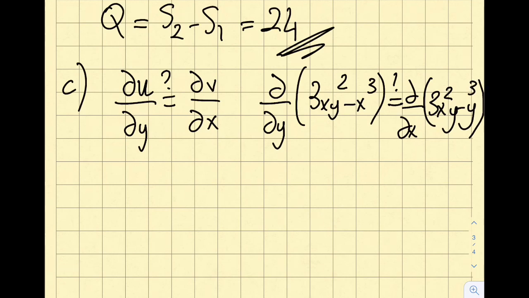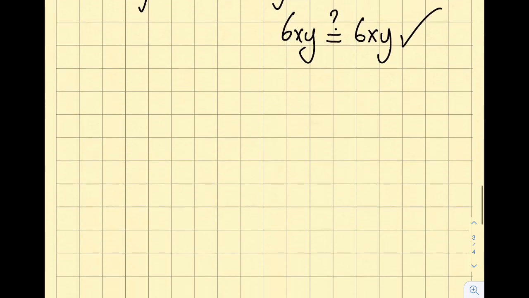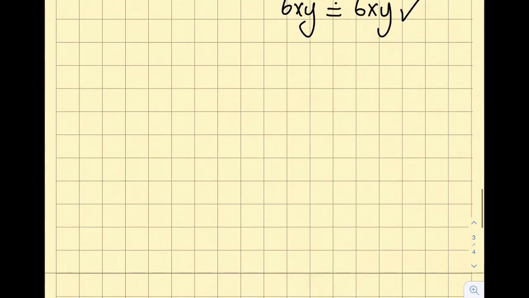The first partial will give me 6xy, and I'm testing whether this is equal to the right-hand side. The right-hand side, when I take the partial with respect to x, is going to give me 6xy as well. So you can see that this is satisfied, so this flow is irrotational. After I establish this, I will go ahead and find my velocity potential. The relationship between the velocities and the velocity potential is this way.